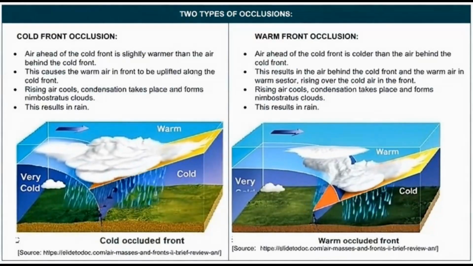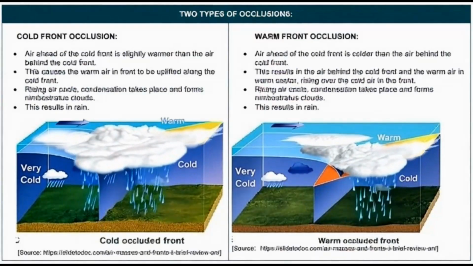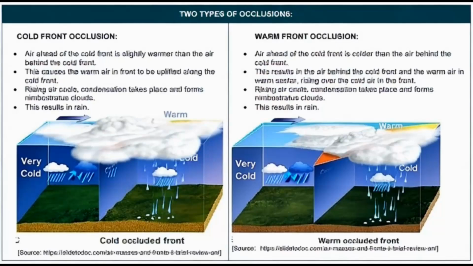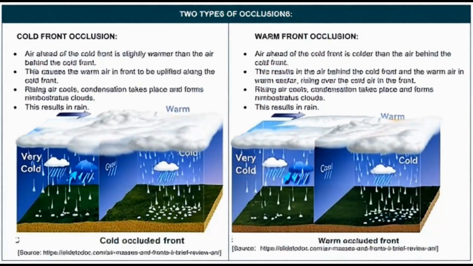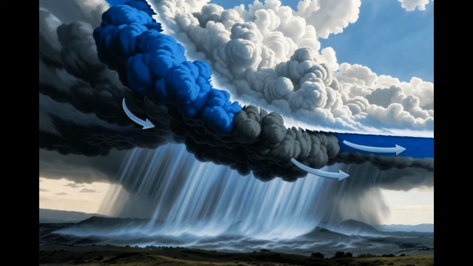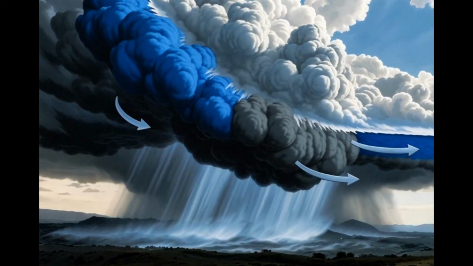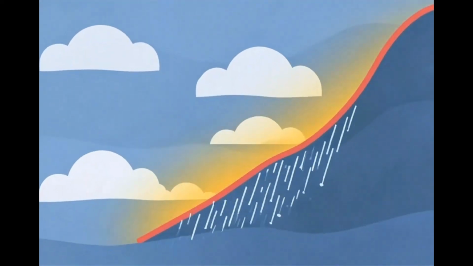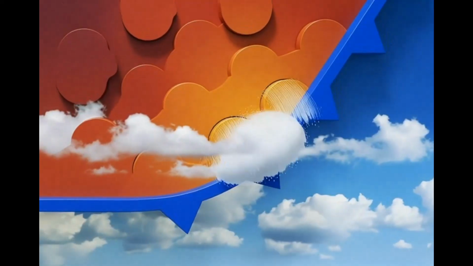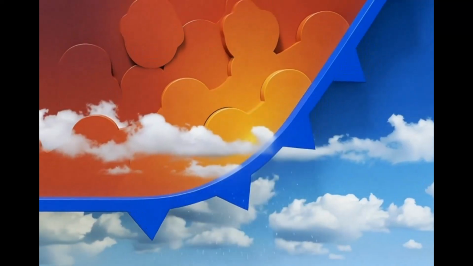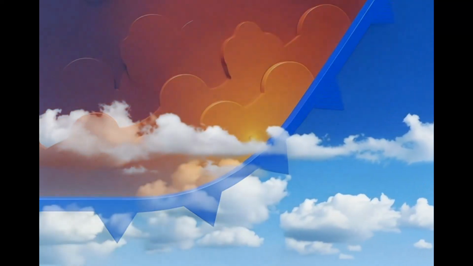The cold front catches up with the warm front. This forms an occluded front and weakens the cyclone. Occlusion occurs when the faster cold front overtakes the warm front, lifting the warm air entirely off the surface. This process cuts off the cyclone's warm air supply, causing it to weaken. Clouds and rain still occur, but the system gradually loses intensity. Eventually, the low-pressure center dissipates and the cyclone decays.